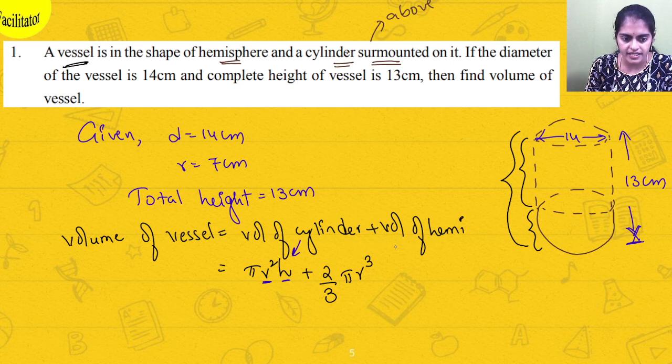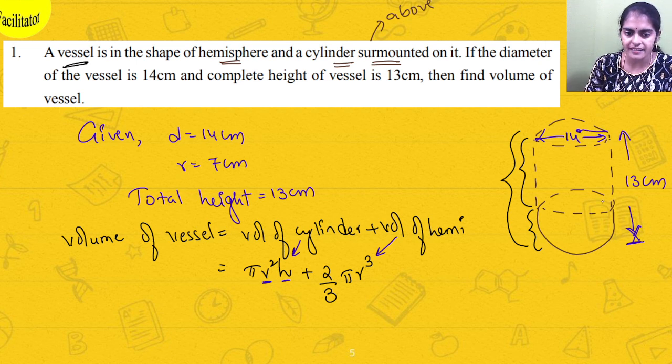And I also need the radius of the hemisphere. Till here, is it clear? Now the radius of the cylinder and the radius of the hemisphere are both the same, isn't it? So you can see here, this is 7, this is also 7. So the radius value I have.